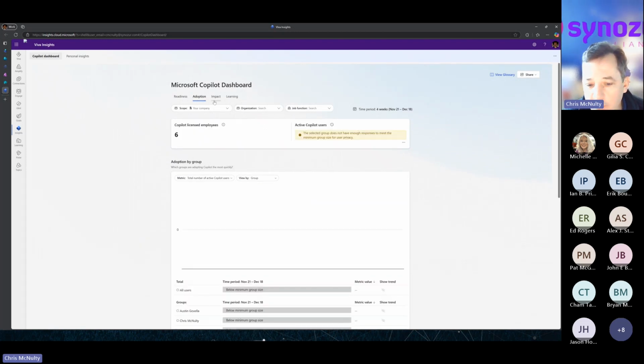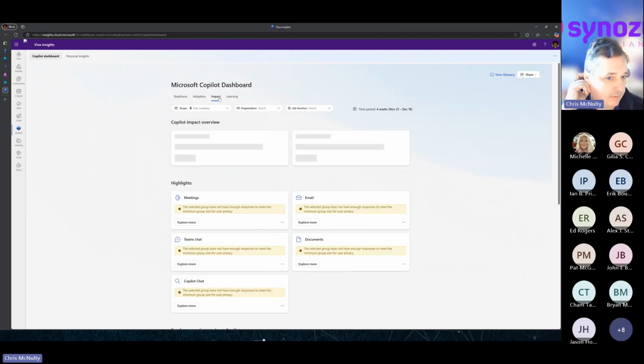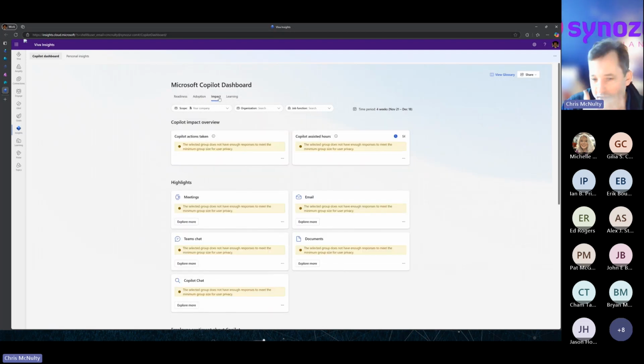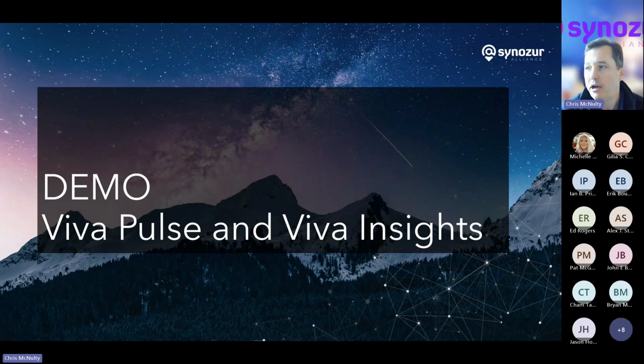And so we're a fairly small group, so we're fairly privacy restricted, but this is just showing you that you can see how people are actually using Copilot, how many hours they're saving, where people are actually using it for things like meetings or Teams chat and so on and so forth. So a little bit of just the free tooling that Microsoft makes available to you to be able to measure the success of your pilot project.